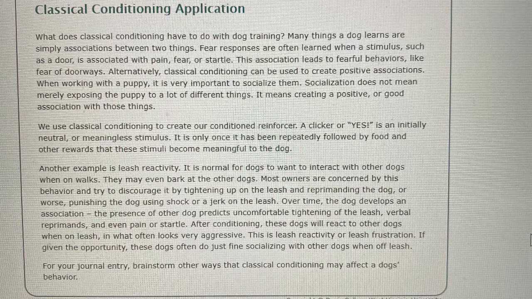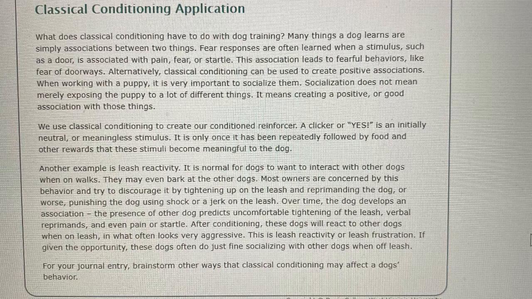It is normal for the dog to want to interact with other dogs when on walks. They may even bark at the other dogs. Most owners are concerned by this behavior and try to discourage it by tightening up on the leash and reprimanding the dog, or worse, punishing the dog using shock or jerk on the leash. Over time, the dog develops an association. The presence of other dogs predicts uncomfortable tightening of the leash, verbal reprimands, and even pain or startle.